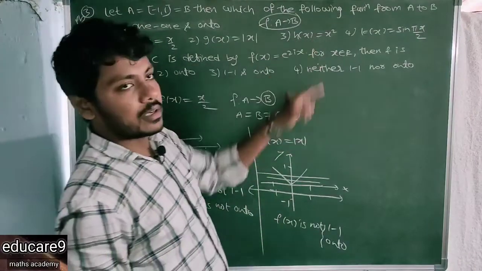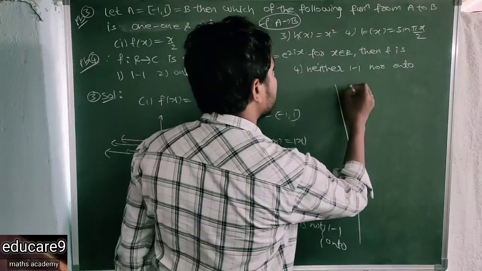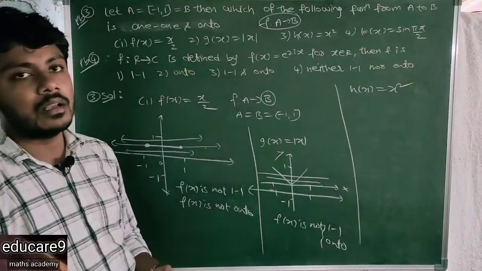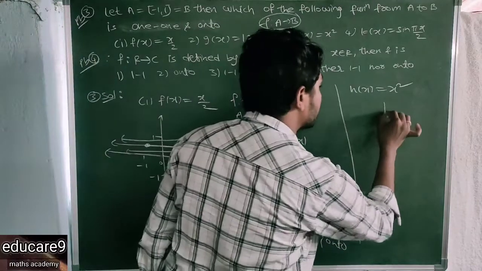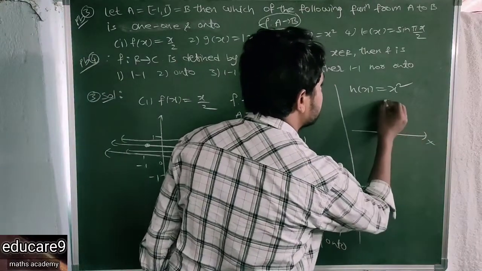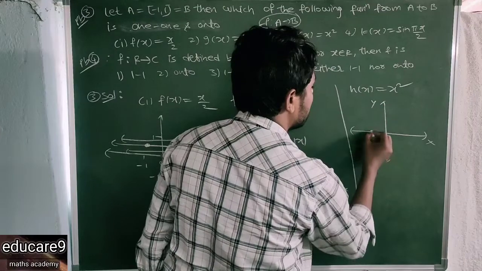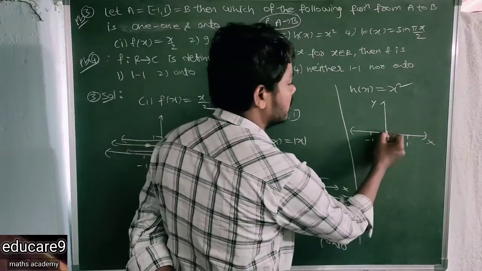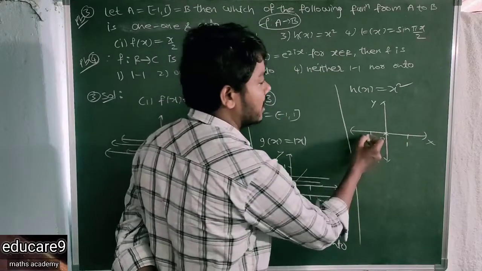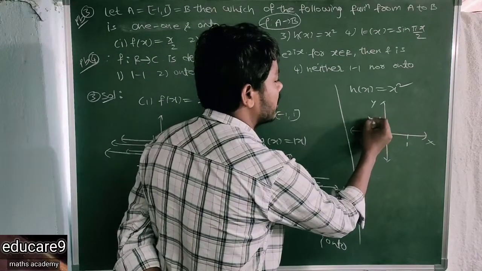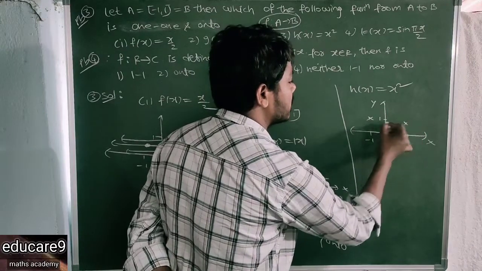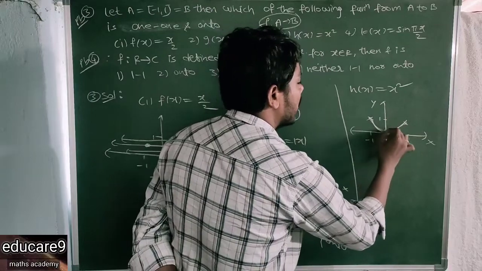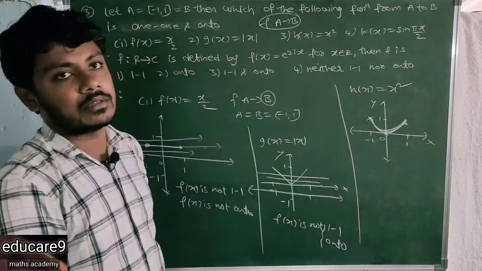Now, the third one. h of x is equal to x square. Okay. Now draw the graph of x square. X-axis, y-axis, here -1, here 1, here 0. At x is equal to 0, we get 0. At x is equal to -1, what do you get? +1. At x is equal to 1 also +1. So this is the graph of y is equal to x square.